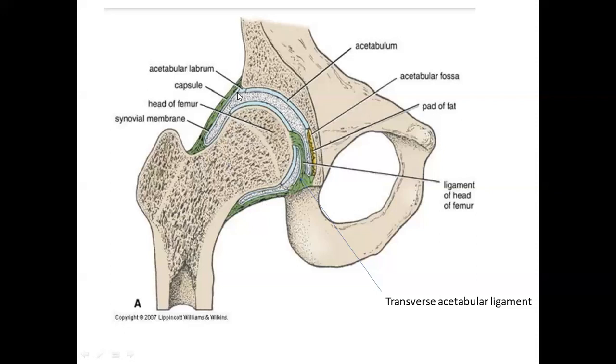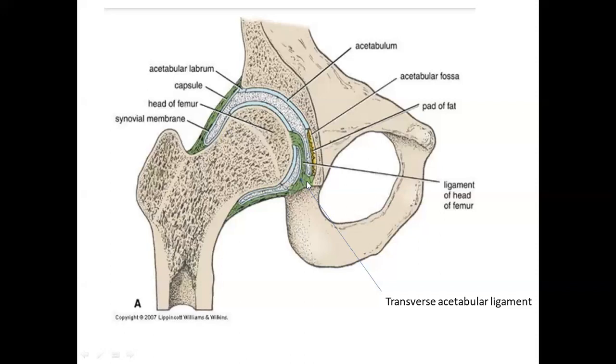When we trace the synovial membrane, it lines the inner surface of this capsule. It lines both the surfaces of the acetabular labrum, then it lines the intracapsular part of the neck of femur. It ceases at the periphery of the articular cartilage. Then it covers the ligament of the head of femur.